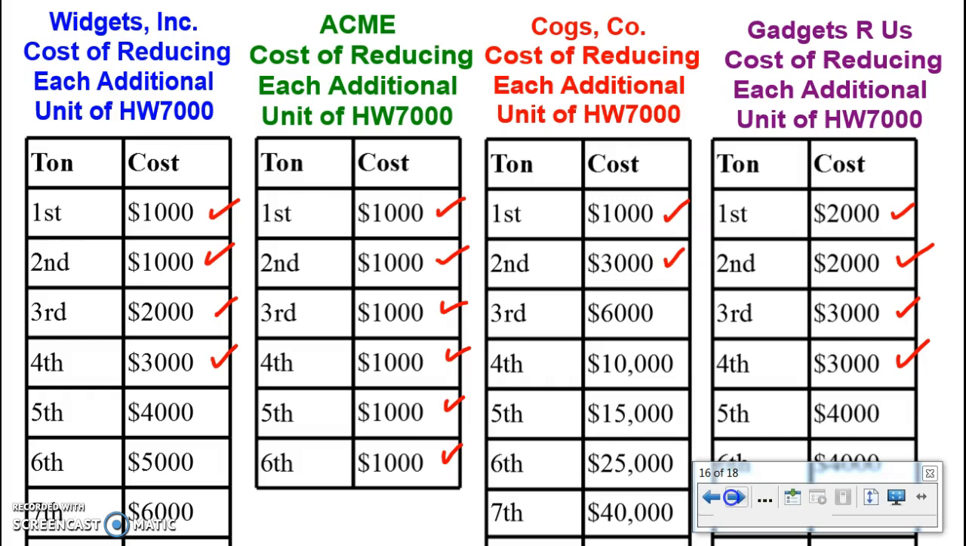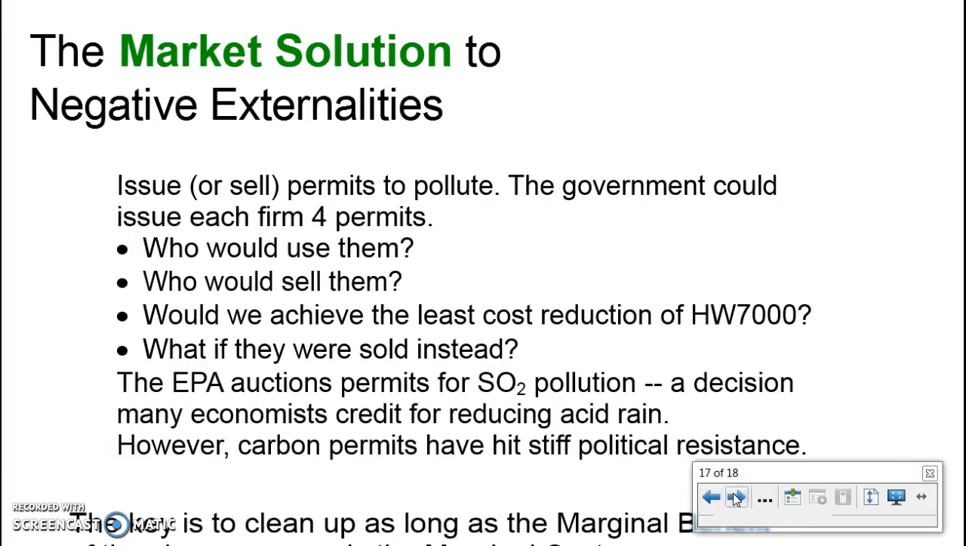We can't get these companies to necessarily reveal this information about themselves. So economists have developed a system, which is basically permit auctions, to try to get at this. What you do in a permit auction is you can either issue or sell permits to pollute. So one way is to issue each firm 4 permits, and they can either use them or sell them.